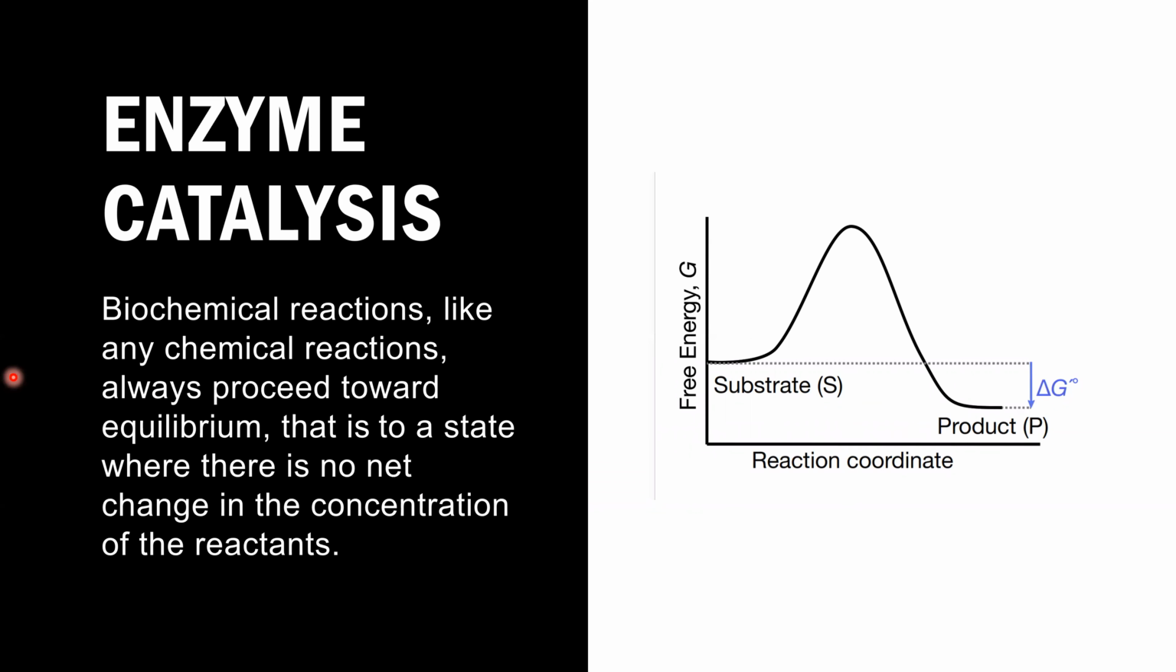So the very first thing is that biochemical reactions, like any chemical reactions, always proceed towards equilibrium. The equilibrium is basically the stage where the system maintains reduced entropy, balancing the reactants and the products to a level where they maintain the system. In technical terms, the equilibrium state is a state where there is no net change in the concentration of the reactant.